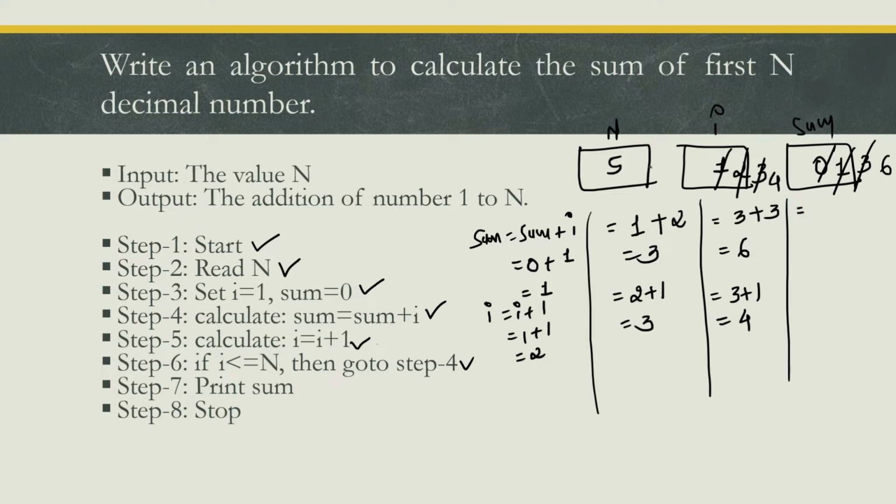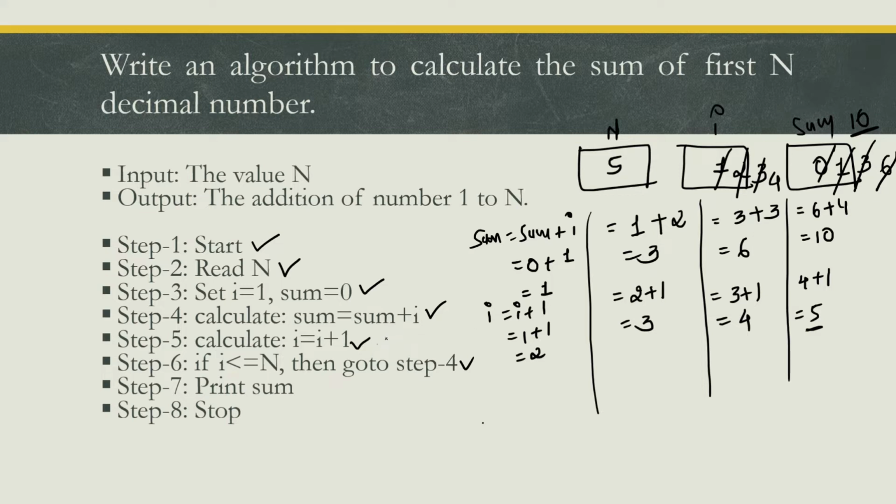What is the value of sum right now? 6. What is the value of I? 4. 6 plus 4, 10. The value of sum is now 10. What is the value of I right now? 4. 4 plus 1, which is equal to 5. Okay, 5 is less than or equal to 5. Yes, it is less than or equal to 5. Then again we have to execute step number 4.